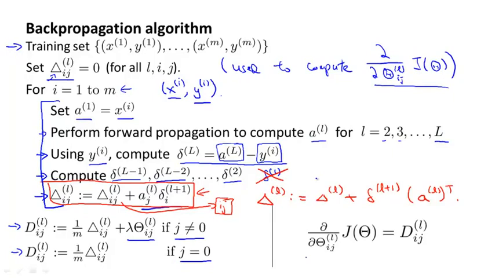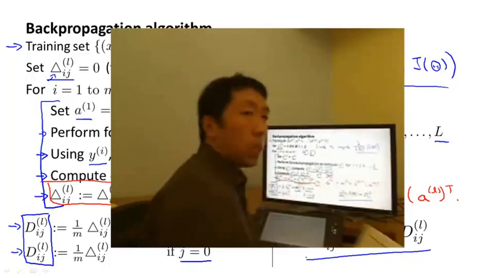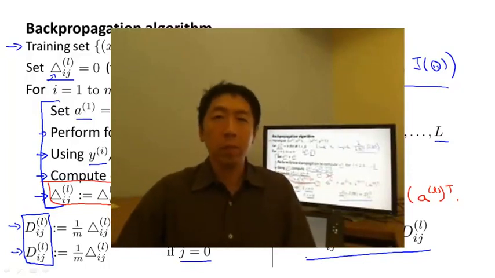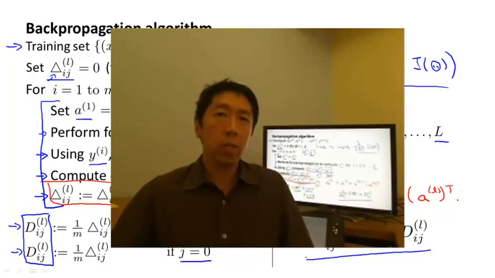Finally, while the formal proof is pretty complicated, what you can show is that once you've computed these D terms, that is exactly the partial derivative of the cost function with respect to each of your parameters. And so you can use those in either gradient descent or in one of the advanced optimization algorithms. So that's the backpropagation algorithm and how you compute derivatives of your cost function for a neural network.